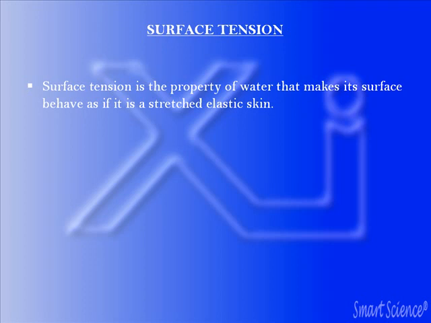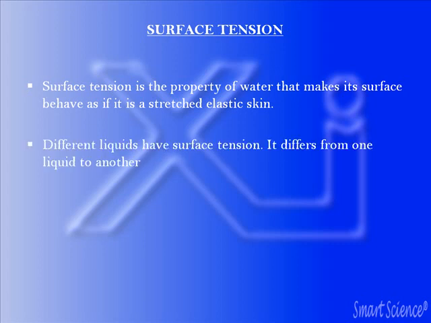Different liquids have different surface tensions, and the surface tension differs from one liquid to another. The surface tension of water will be different from the surface tension of kerosene or gas oil or diesel or any other. So different liquids have different surface tension, and the surface tension will determine the weight of an object that can be supported by the surface of that liquid.